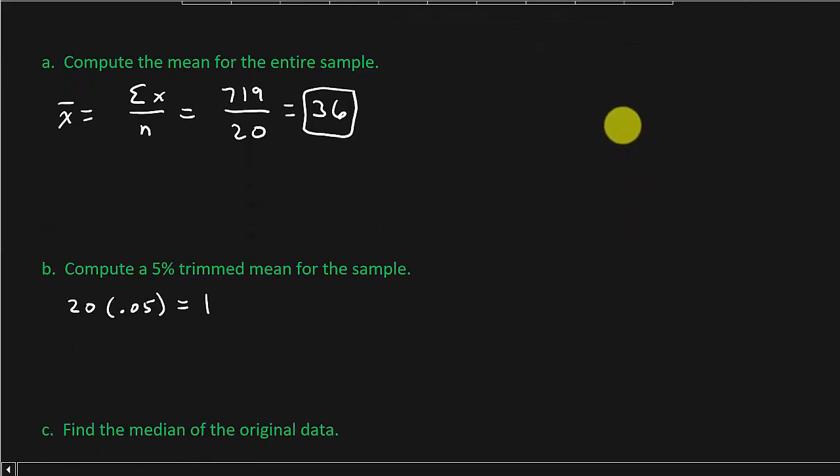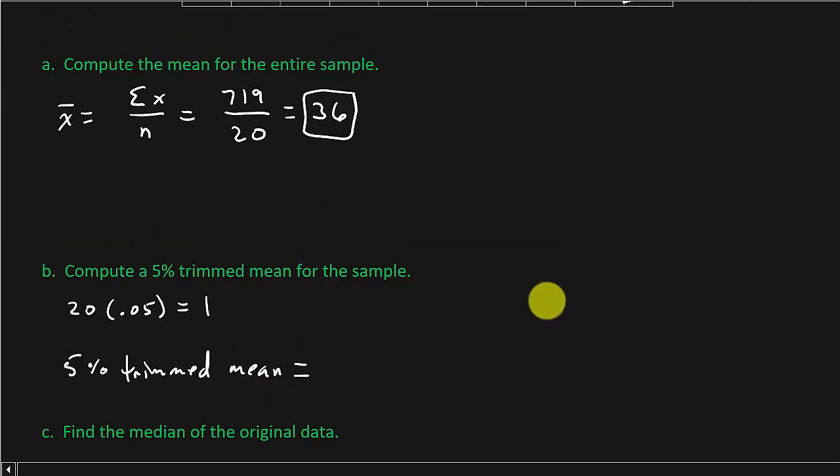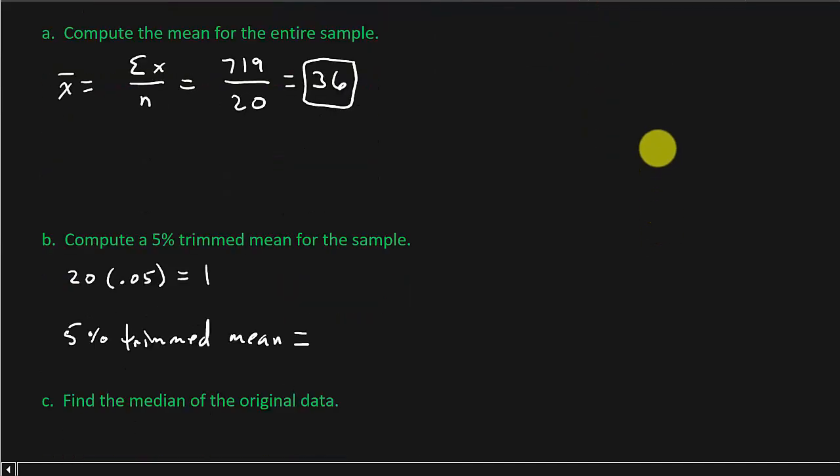And so the 5% trimmed mean is equal to, what we do here is add all the values except for this one and this one. So we're adding up the 20, 20, 20, 20, 23, all of these, to this number. So we're adding from this one to this one.